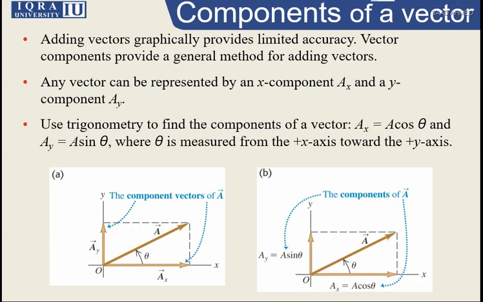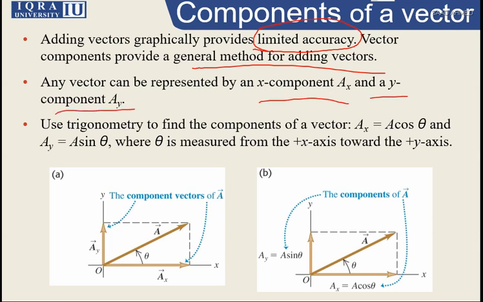Components of a vector. Adding vectors graphically provides limited accuracy. This is very important because accuracy and precision are very important factors in scientific experimentation. So vector components provide a general method for adding vectors. Any vector can be represented by an x component Ax and a y component Ay.